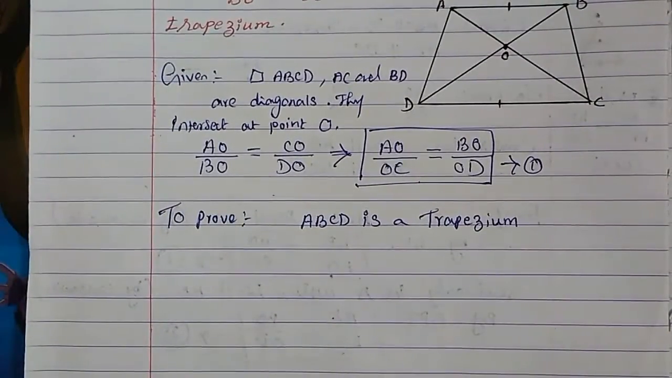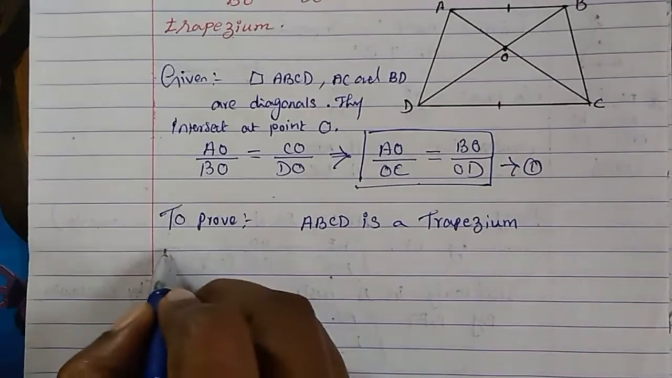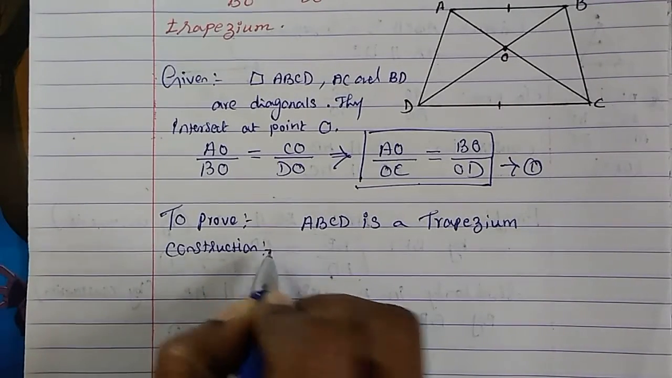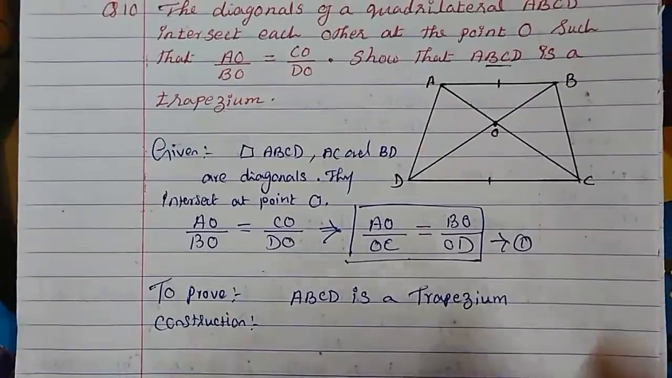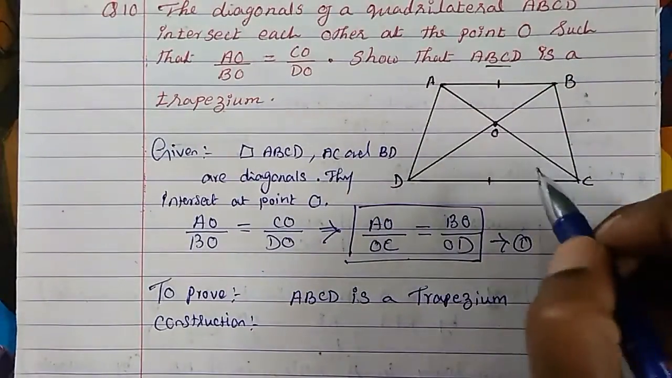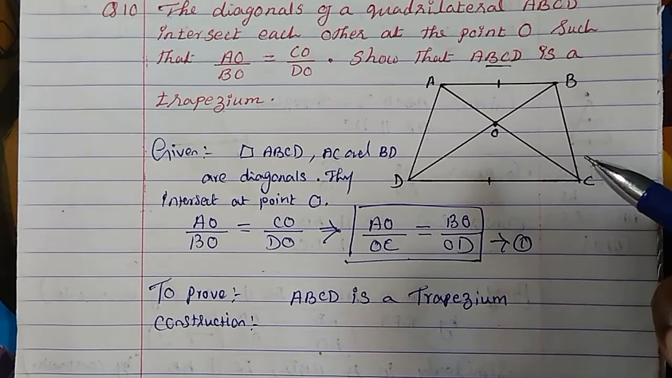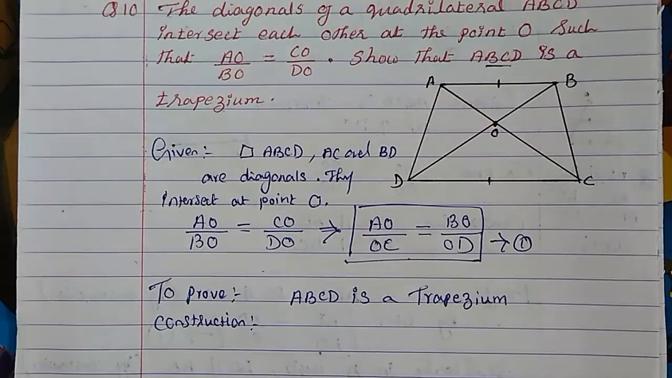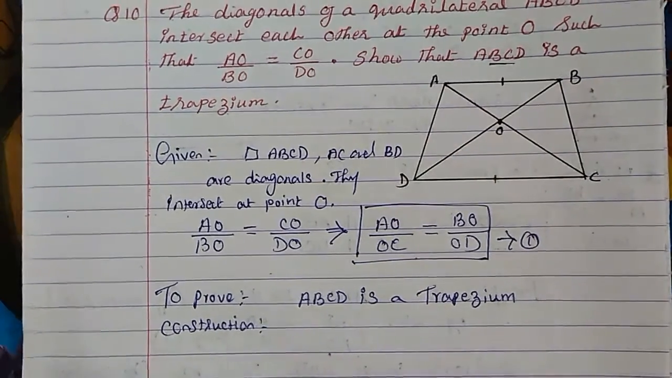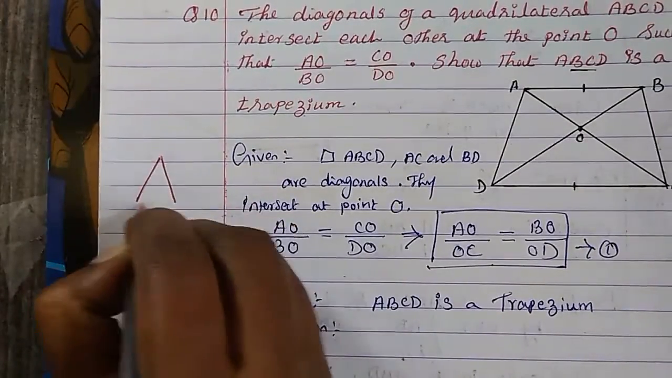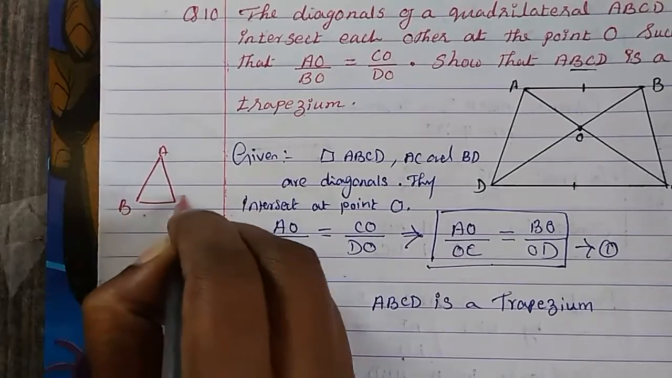So next, what we will do? We will do the construction, because we need to draw a parallel line. To get a triangle, if you are taking any triangle, we need a parallel line for that. Then only you can prove it using either the BPT theorem or the converse of BPT. So if you don't know, I'll explain to you. So this is called the BPT theorem.